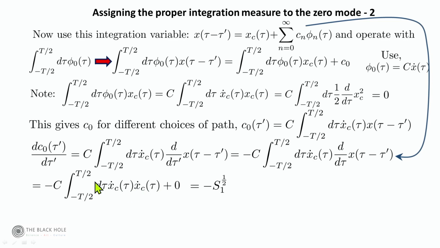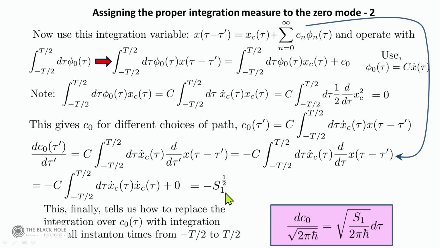This is S1, and when we stick in that C1 as square root of 1 over S1, then we get dc0 by d tau as this, and now we're done. So finally, we know how to replace the integration over C0 of tau, where tau is imaginary time, with the integration over all instanton times going from here to here. So this is our final result.